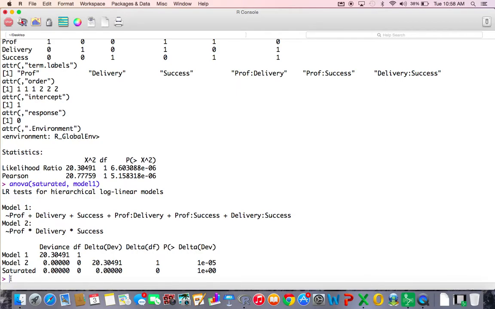Well, guys, now it's when it gets fun. We've got something going on across delivery, success, and professor. So we need to focus on all three. Now, I think a good way of doing this is to look at a Mosaic plot. And I want to take my table, and let's go shade equal true.